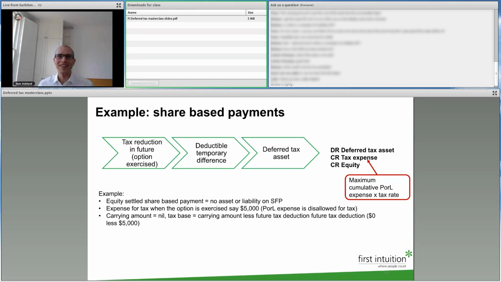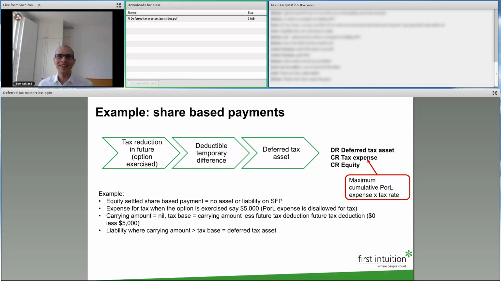Okay, so to go through this in a bit more detail, this will be an equity settled share-based payment, let's say. So no asset or liability on the statement of financial position. We get an expense for tax purposes when the option is exercised. Let's say that expense for tax purposes is $5,000. The carrying amount is nil. The tax base is, well, it's sort of negative $5,000 because we start with the carrying amount and we deduct the future tax deduction.